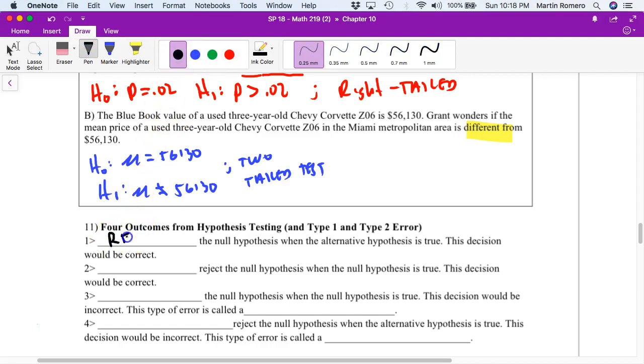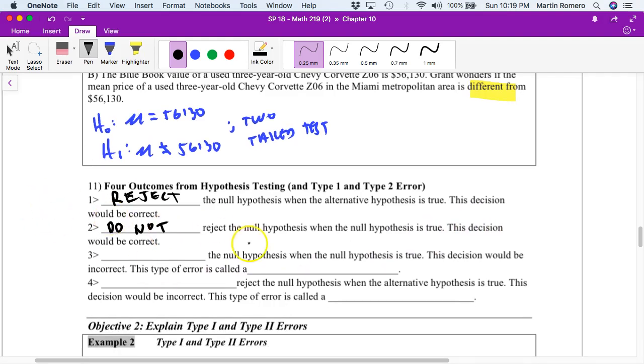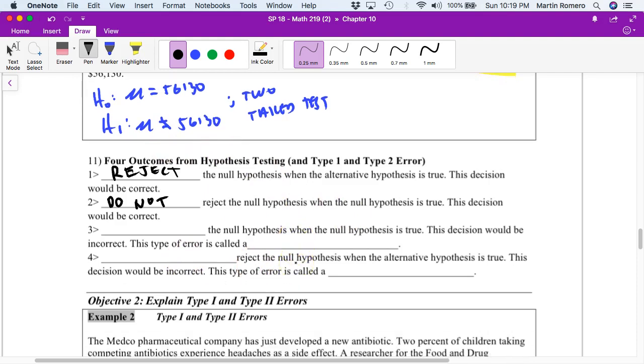You're either going to say reject the null hypothesis when the alternative hypothesis is true. This decision would be correct. There would also be another outcome: do not reject the null hypothesis when the null hypothesis is true. This decision would be correct. So again, reject the null hypothesis statement when the alternative is true. That would be correct.